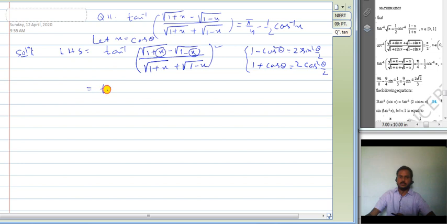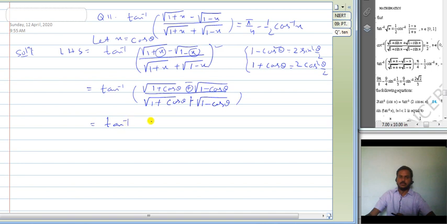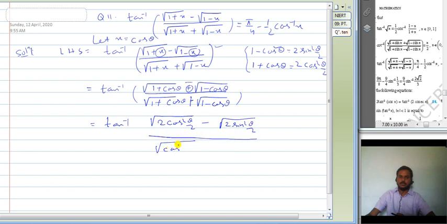So tan inverse, this is under root of 1 plus, in place of x I will write cos theta, minus under root of 1 minus cos theta, whole divided by under root of 1 plus cos theta plus under root of 1 minus cos theta. So let me simplify this one. This is tan inverse of under root of 2 cos square theta by 2 minus under root of 2 sin square theta by 2, whole divided by under root of 2 cos square theta by 2 plus under root of 2 sin square theta by 2.